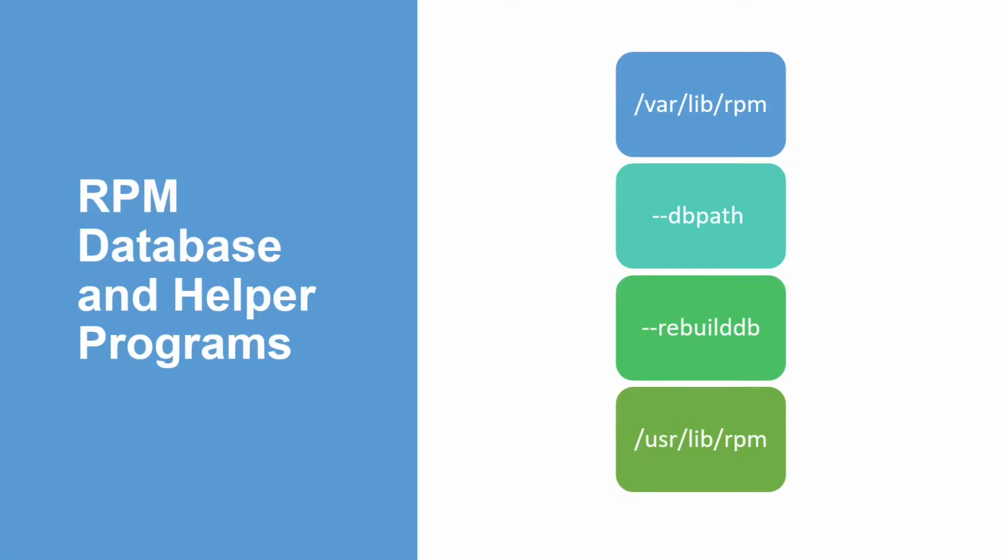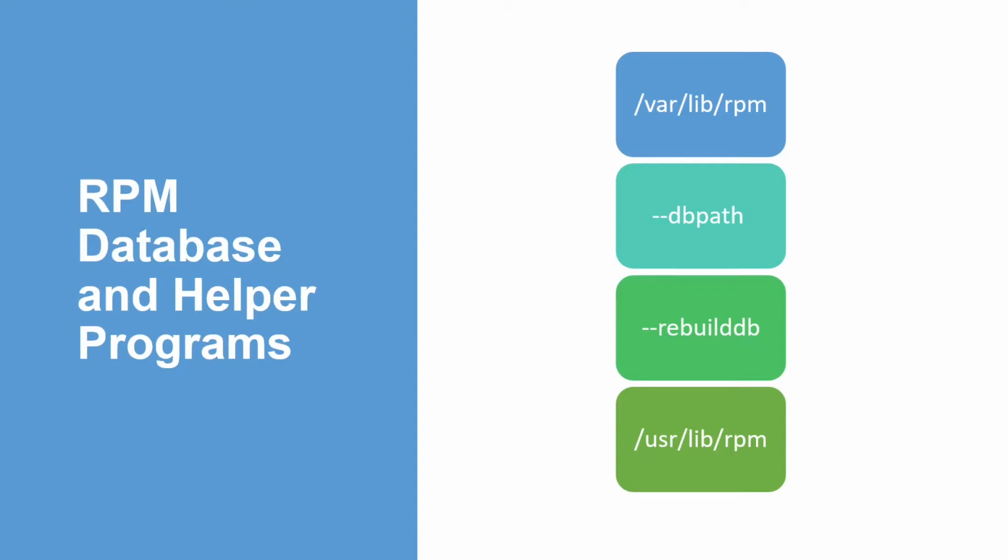RPM database and helper programs. /var/lib/rpm is the default system directory which holds RPM database files in the form of Berkeley DB hash files. The database files should not be manually modified. Updates should be done only through the use of the RPM program.